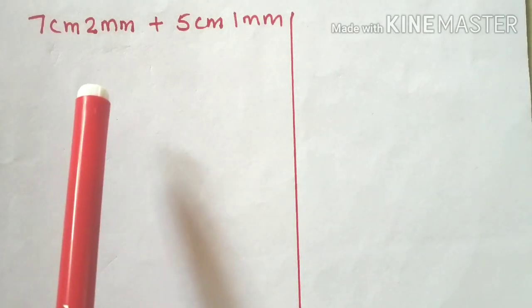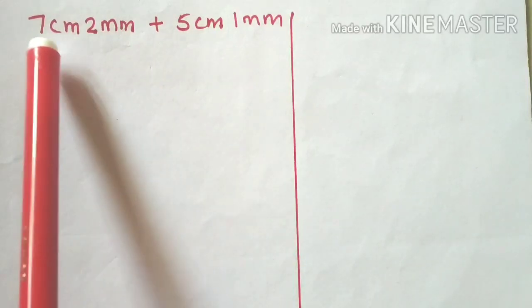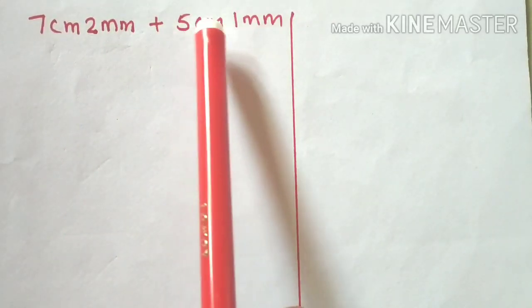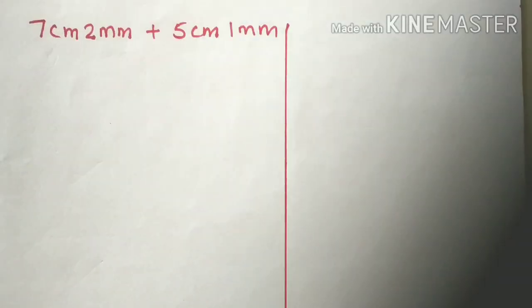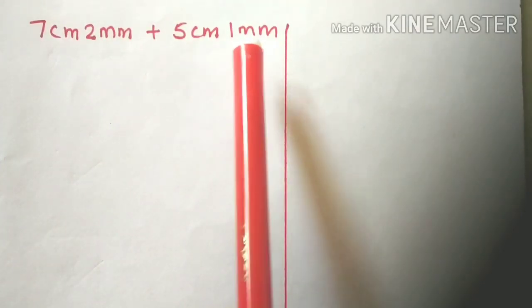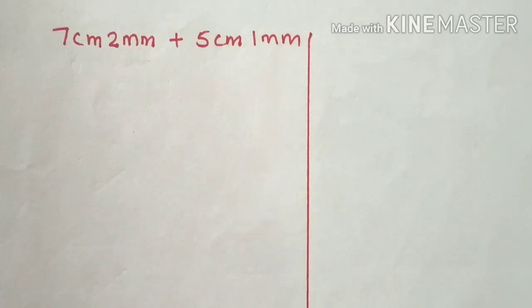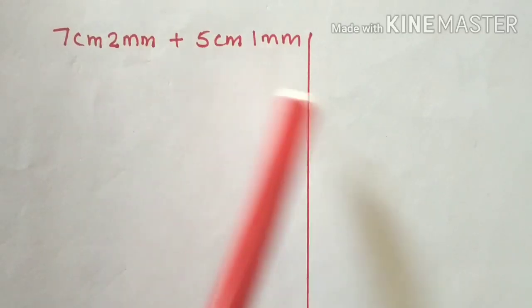Now look at this question. In this question, we are asked to add 7 centimeters, 2 millimeters and 5 centimeters, 1 millimeter. So what we will do here is, we will first express the lengths in millimeters and then add them. So we will first express 7 centimeters as millimeters.